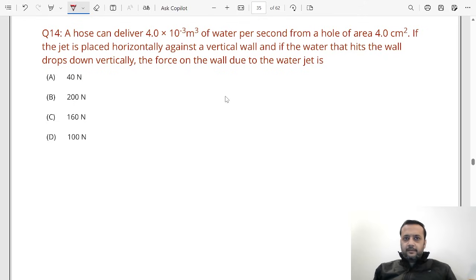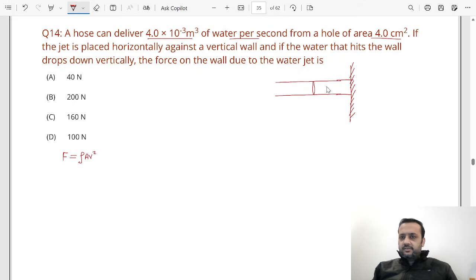Here, a hose can deliver this much amount of water per second, and the whole area is this. We have to find the force applied by the water stream when it hits a wall. So this is a wall, and the water strikes the wall and falls off. It's a very standard result. The force applied by a horizontal stream is given by rho A v squared.